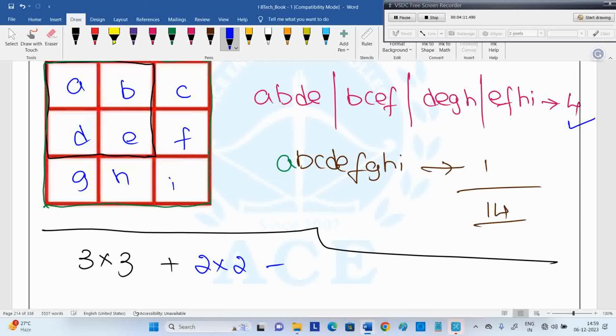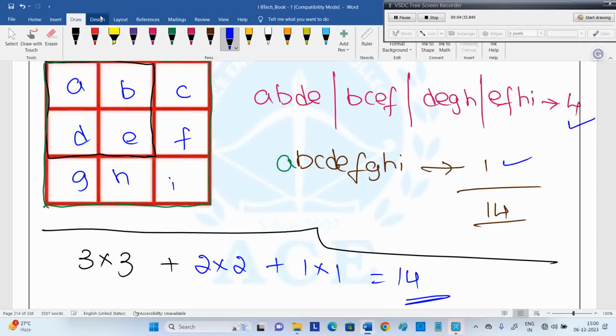Then decreasing again, what will come? 1 into 1. That's the bigger one. I am showing you what that count is also. 3 into 3 is the initial one, the single boxes. The last one is the bigger one, all together. 2 into 2 is the 4 boxes together. Total 14. This is the shortcut.